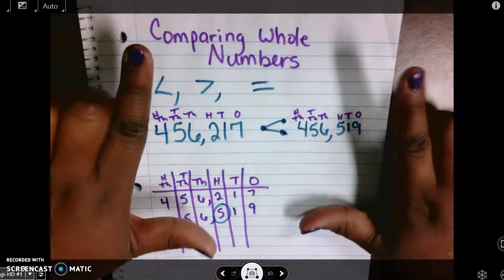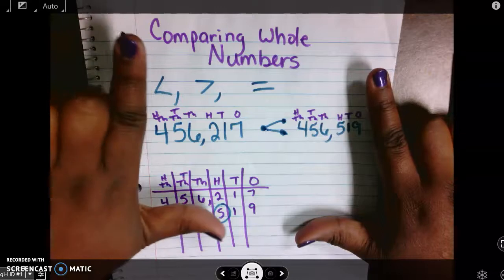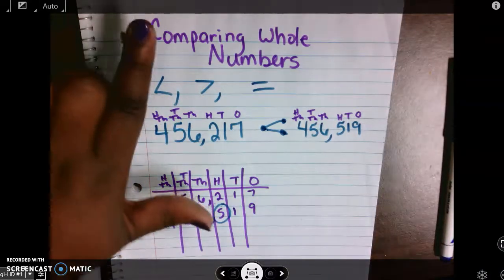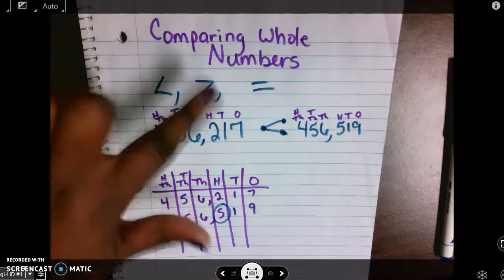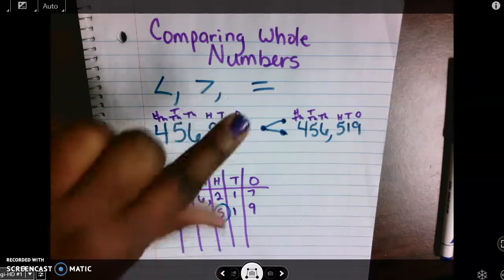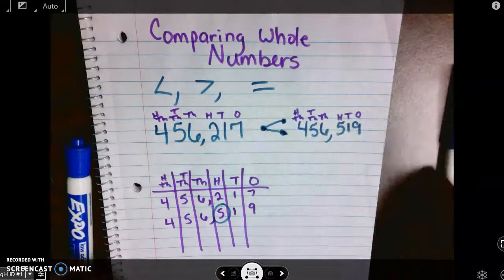Remember that a less than opens up to the left. So if I had my left hand and I hold up my index and my thumb, then I would be able to see that it looks like an L. So that reminds me of less than. Less than opens up to the left. Greater than opens up to the right.